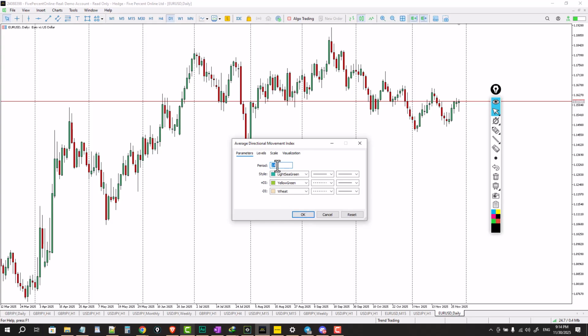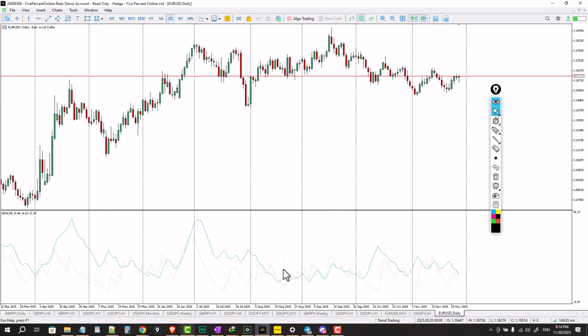The default period is 14, and the style for the main ADX line is light green. The plus DI is yellow green, and the minus DI is wheat color here. So we're just going to click on OK, and this is what it looks like on your chart. This is the basic ADX indicator. This is what it looks like.